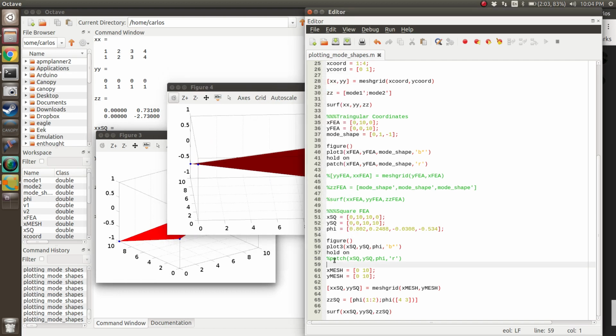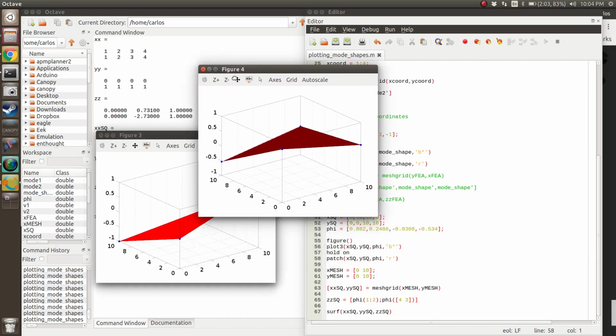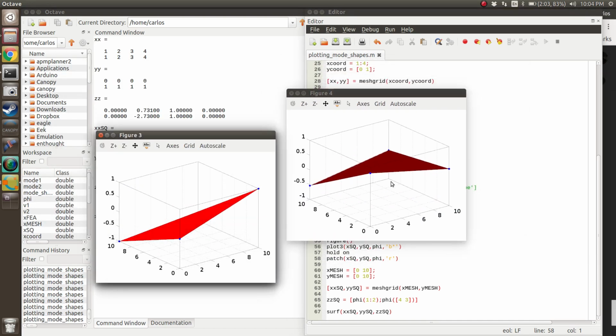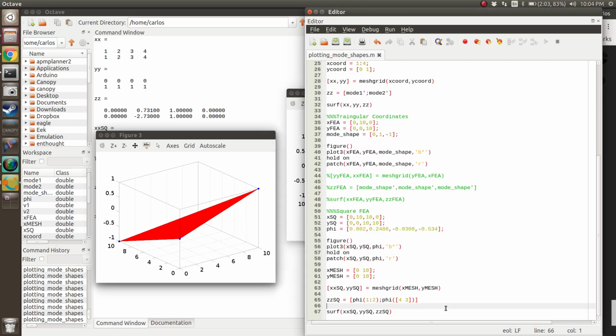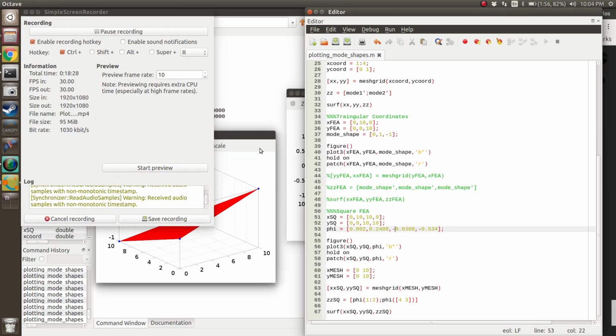But once again, I just feel like patch is the way to go. It works for triangles, it works for squares, and using meshgrid is just really weird. So I would just go with patch. But anyway, hopefully that helped you out, and good luck and happy coding.